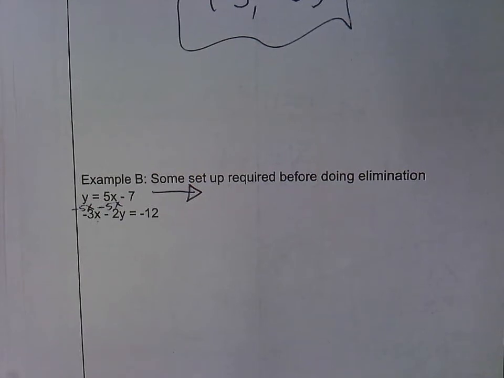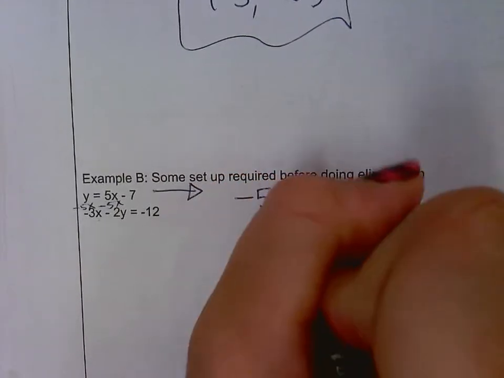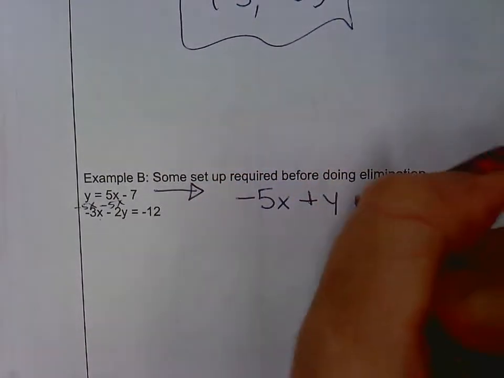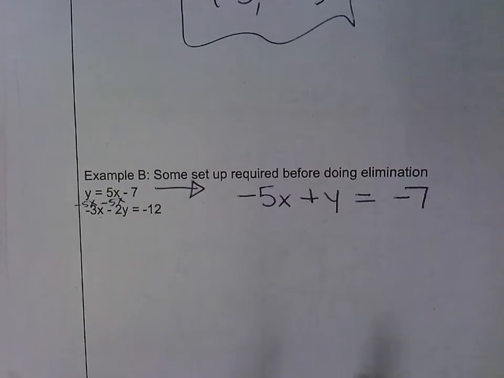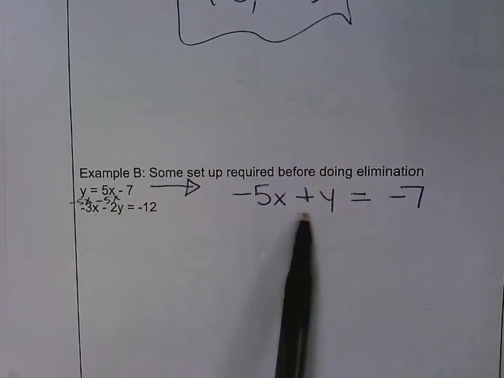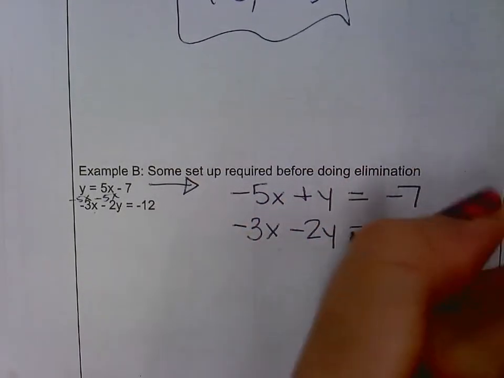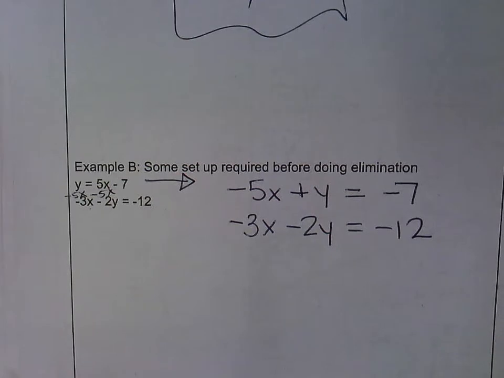So I just want to show you what happens if it's not set up for elimination and you want to do elimination. So we would rewrite the top example, negative 5x plus y equals negative 7. All I did was subtract the 5x to the other side. And then the bottom equation can stay in the same order that it started in. So your brain needs to get trained: oh yeah, this is set up, they're stacked up for elimination.